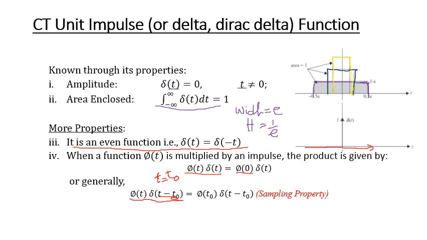So that means from minus infinity up to infinity, all the values of the product will be 0. Multiplying the two will result in 0, except at the point where t equals t naught. At that point, it will be non-zero. So we can say that the product will be equal to phi of t naught times impulse of t minus t naught, similar to what we had for the continuous time case.